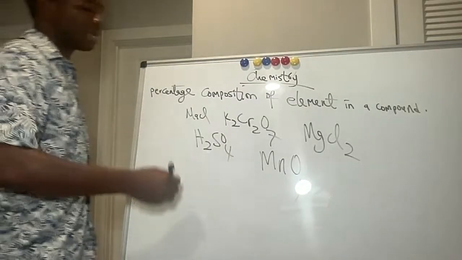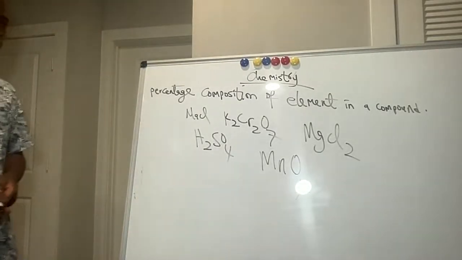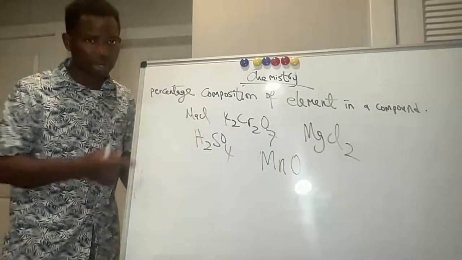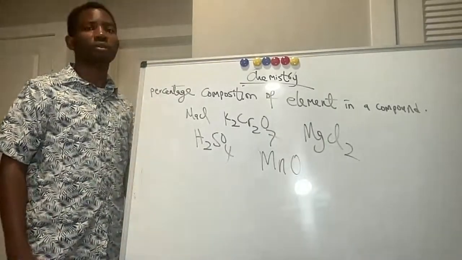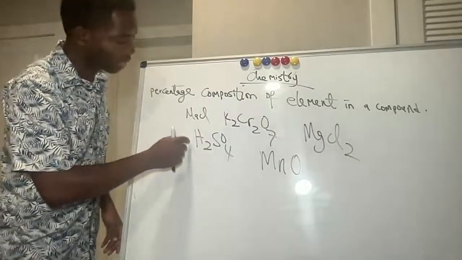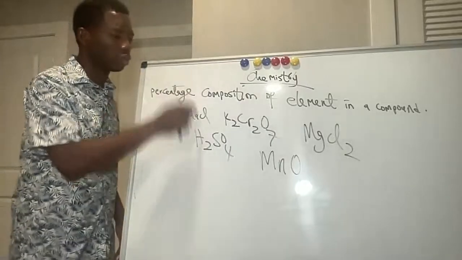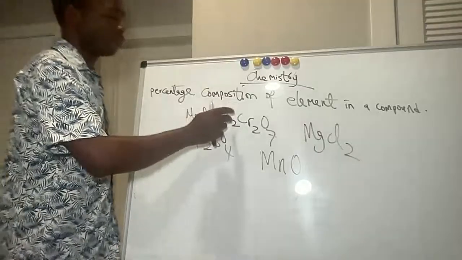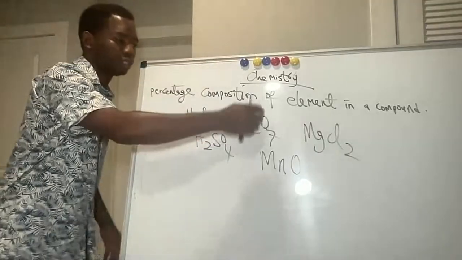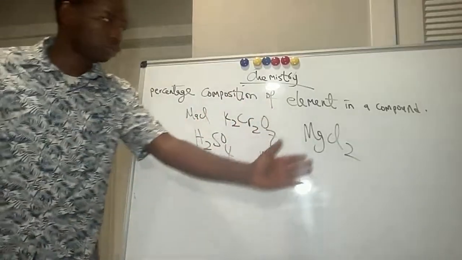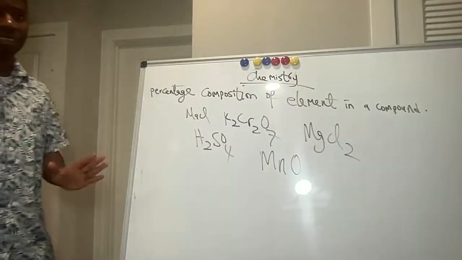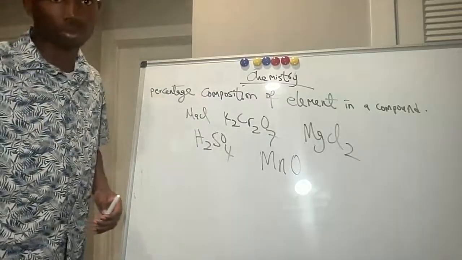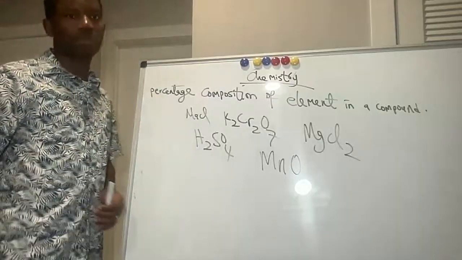So you can be asked, can you calculate the percentage composition of any of the elements in the compound? We can take, in this case, sodium. You can be asked to calculate the percentage composition of sodium in sodium chloride. You can be asked to calculate the percentage composition of potassium or chromium or oxygen in this compound, and so on and so forth. That is what we are going to do right away. How to calculate the percentage composition of elements in a compound.